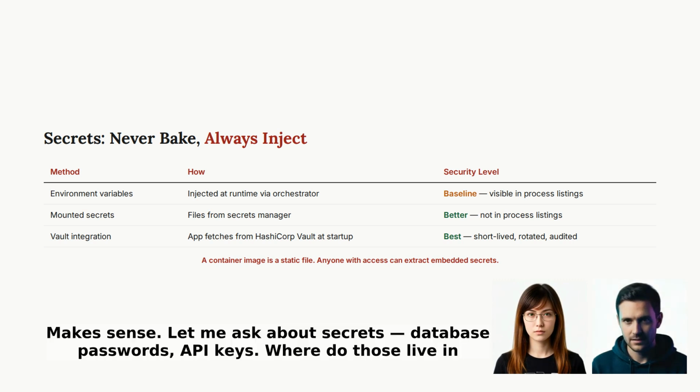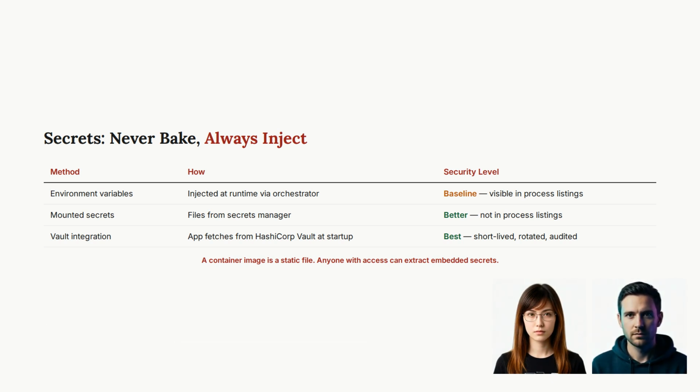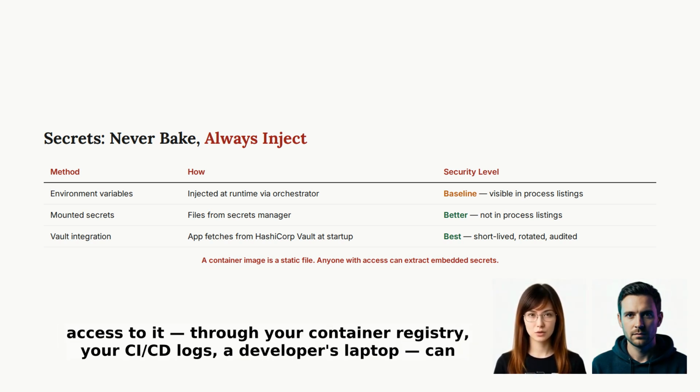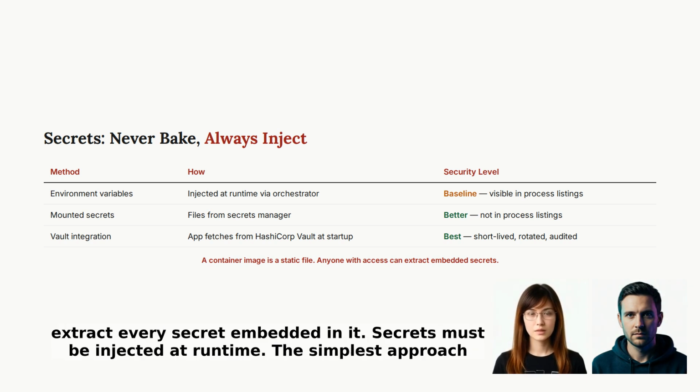Makes sense. Let me ask about secrets, database passwords, API keys. Where do those live in a containerized world? Never in the image. This is a hard rule. A container image is a static file. Anyone who gets access to it through your container registry, your CI/CD logs, a developer's laptop, can extract every secret embedded in it. Secrets must be injected at runtime.